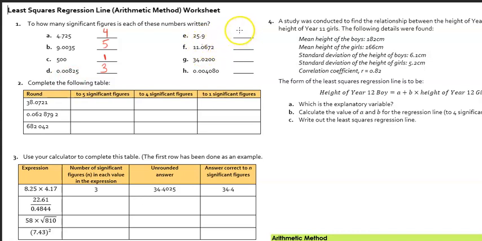25.9 is the easy one. 3, 11.0672. So see how there is a 0, but regardless, because these numbers here are non-zero numbers leading, all of these numbers here are significant. So the 1, 2, 3, 4, 5, 6.